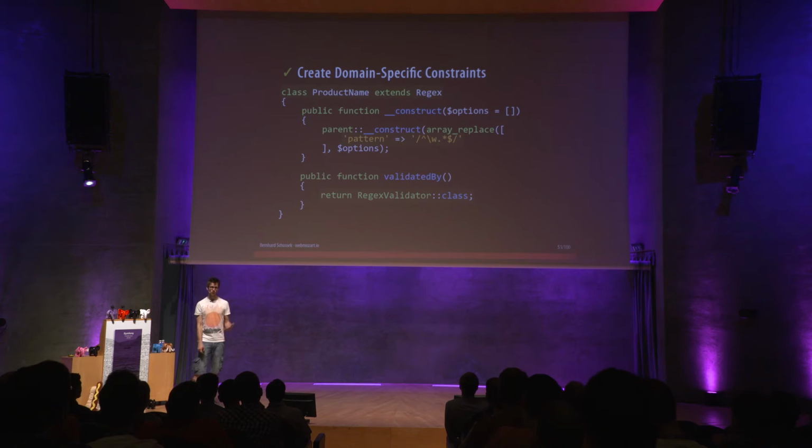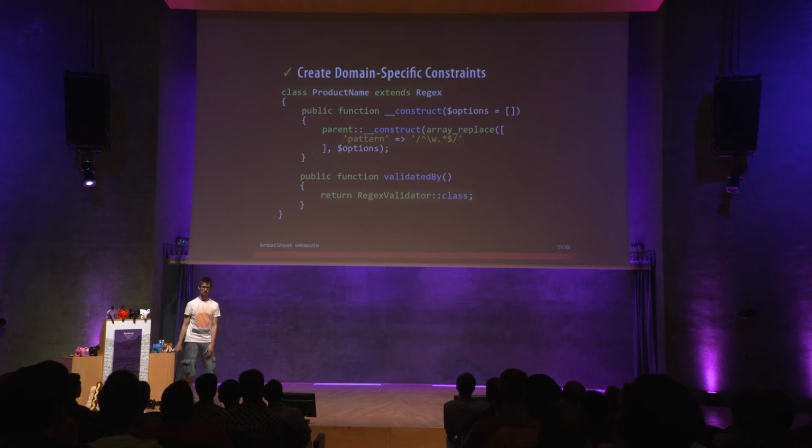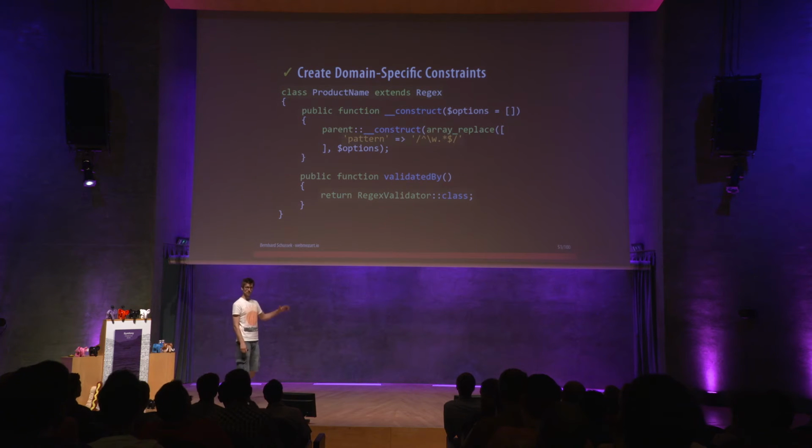Usually, Symfony tries to find the corresponding validator for a constraint by just appending validator to the name of the constraint. And in order to use the regular Symfony regex validator, you can override that validatedBy method and return the name of the validator of the base class. All right? So even without writing a validator, you can create a custom constraint very easily and use it in your code.